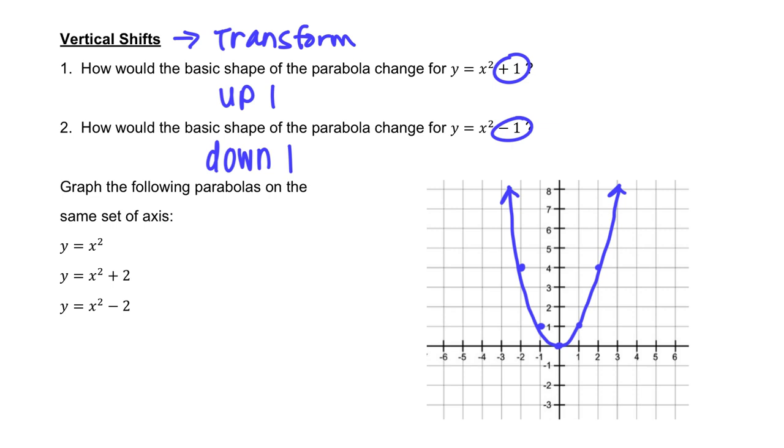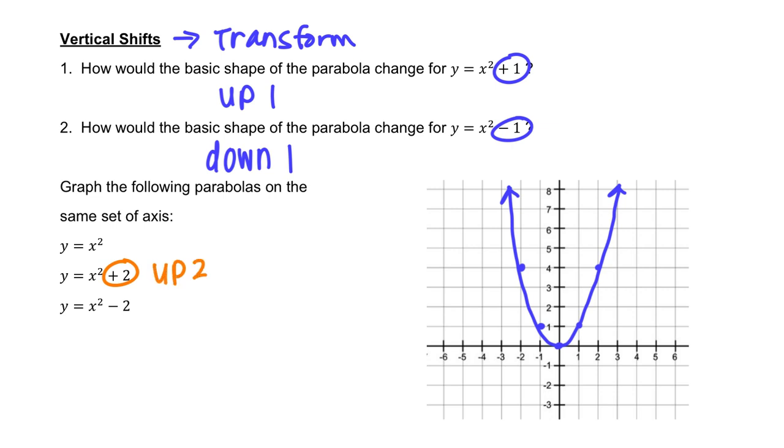So here is the original one that we just graphed. Now we didn't have room for 3, 9, but that's okay. We had room for 1, 1, and 2, 4. Now, the second equation has a plus 2 behind the x squared. What that means is I'm going to go up 2 for all of my points.